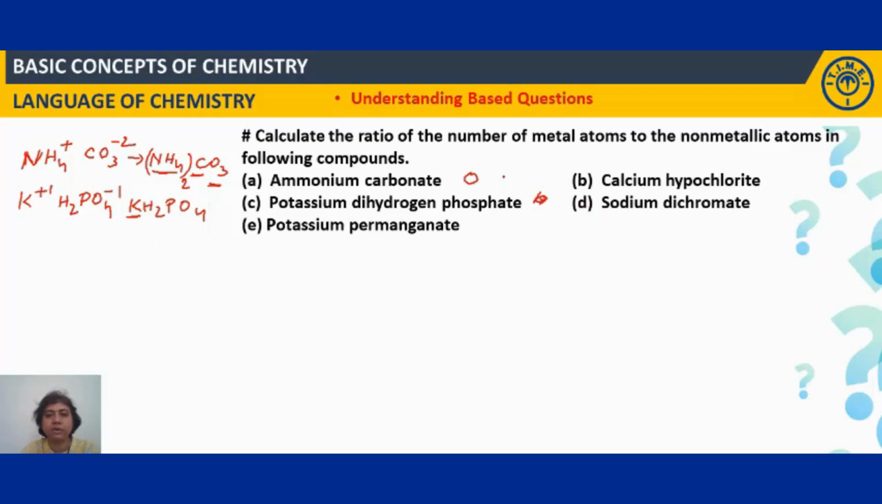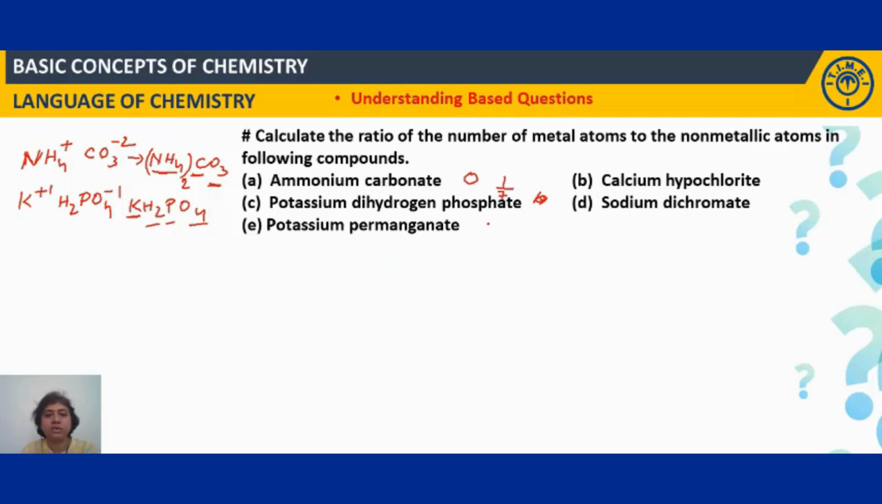Okay, so let us write it properly. 1 divided by total number of non-metallic atoms: 2 hydrogen atoms, 1 phosphorus atom. So 2 plus 1, 3, plus 4 oxygen atoms, so 3 plus 4, 7. So this is 7. 1 by 7.